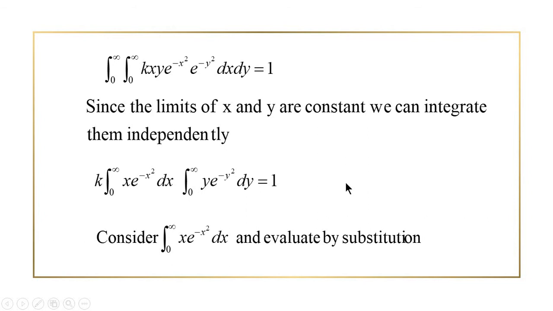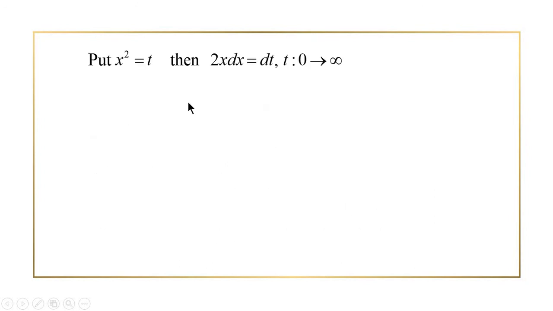After integrating, since this is very difficult for us to solve because we cannot use a calculator, we are going to use the substitution method. Put x square as t. So 2x dx is dt. X dx is dt by 2. The limits of x is from 0 to infinity. Therefore, the limit of t is also from 0 to infinity. Upon substituting all this, we get this integration.